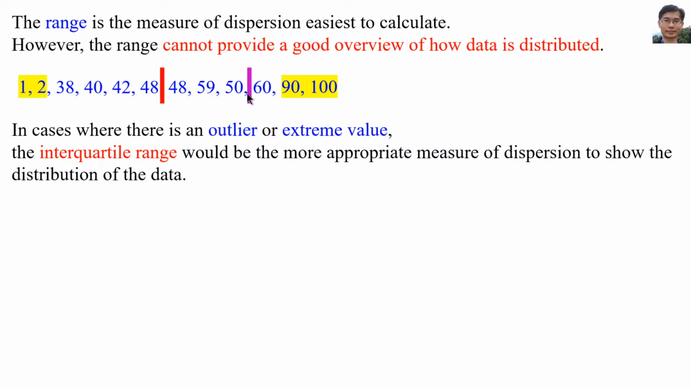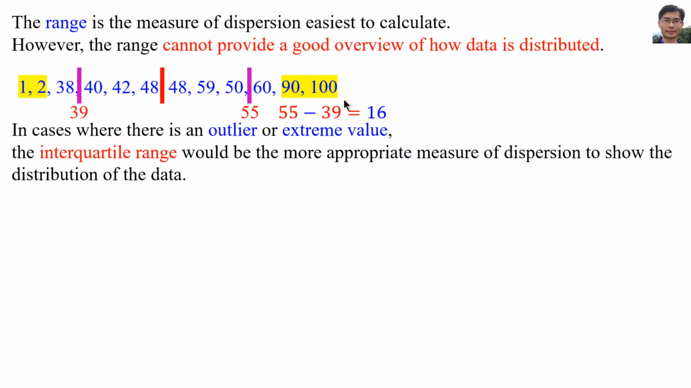But if we give them the interquartile range, okay, this is the median, and this is the third quartile. So the average of 50 and 60 is 55, and then this is the first quartile. So the average of 38 and 40 is 39. So the interquartile range is 16. So 16 and the range 99 is a big difference.